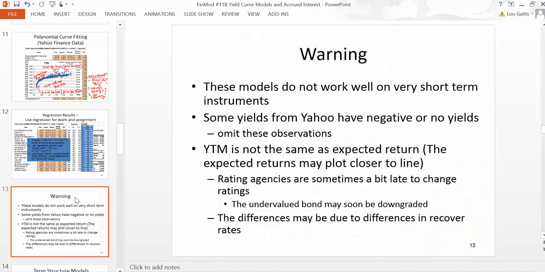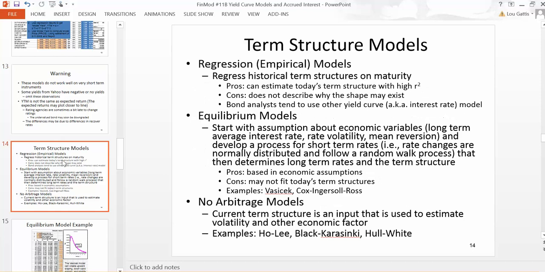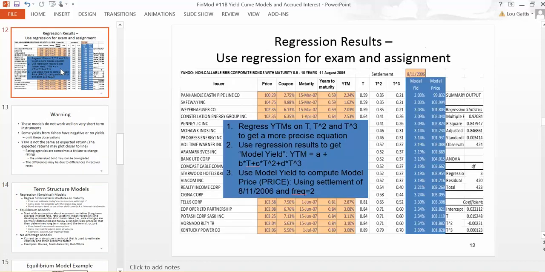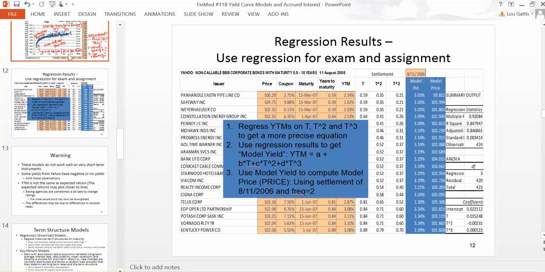Well, in that case, you might want to use a different type of model, a theoretical model. There's a couple of classes: equilibrium models and no-arbitrage models. What these models do is they make assumptions about, say, the interest rate process. And then based on that and some difficult math and stochastic processes, come up with equations to produce a theoretical yield curve, not just one that fits the data the best.